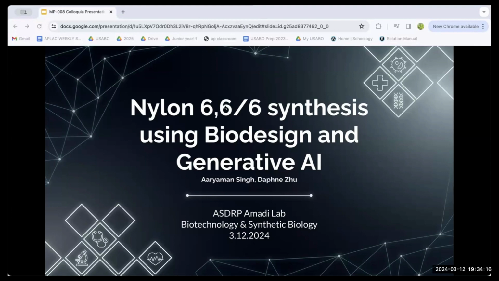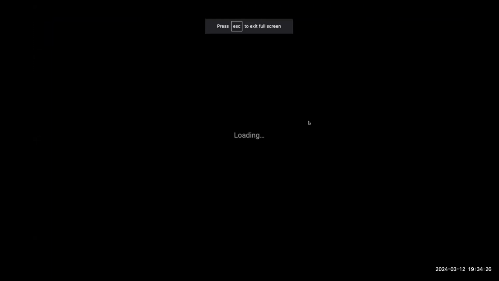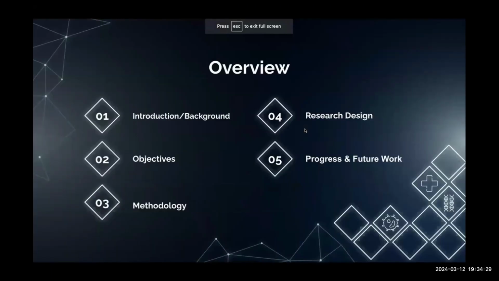Could you put in full screen also? Okay.